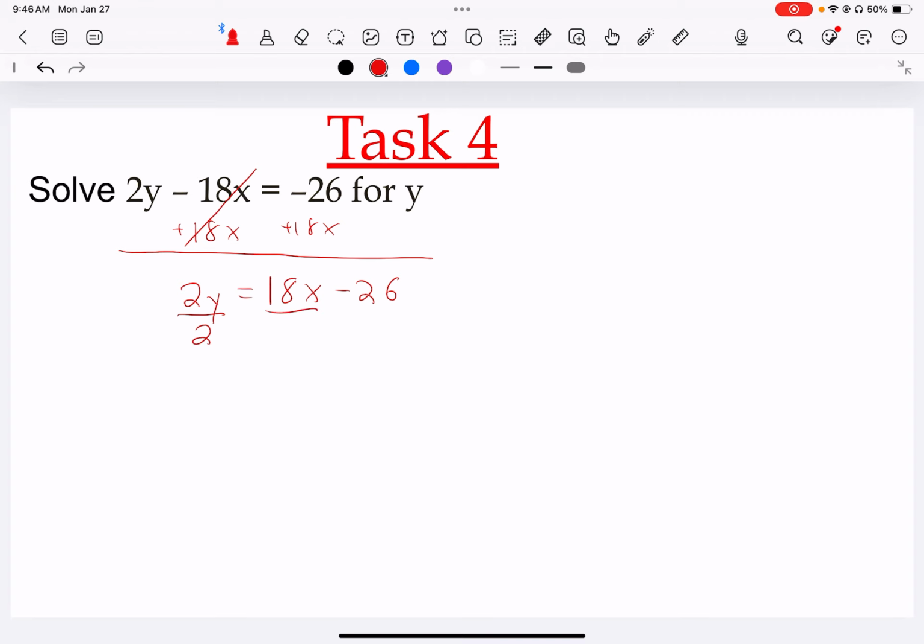Now I'm going to divide everything by 2. So I'm left with y equals 18x divided by 2 is 9x. Negative 26 divided by 2 is negative 13. So y equals 9x minus 13.